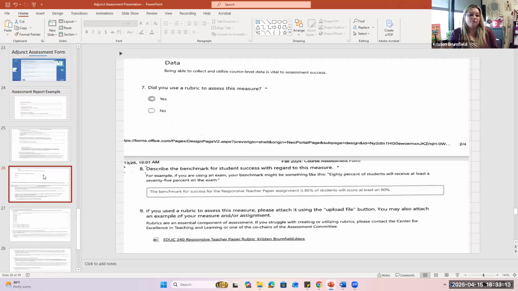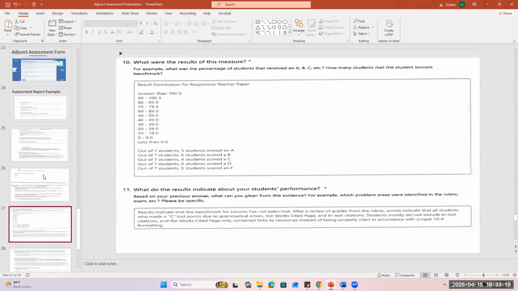And if they're on the form, if there's a place to upload or put a link to a rubric, of course you would do that. I have the questions here.